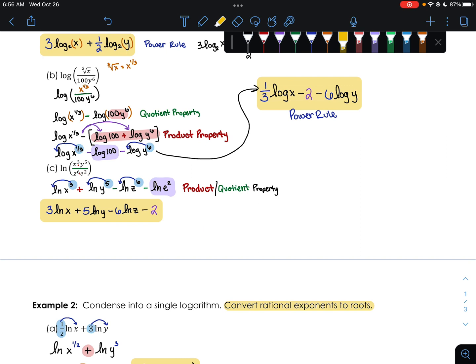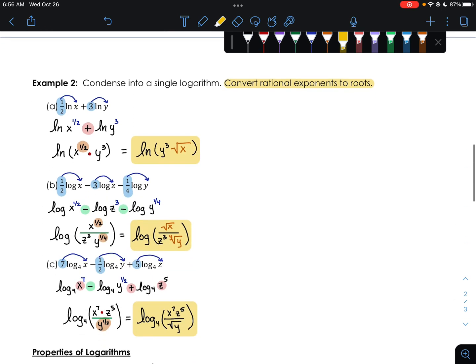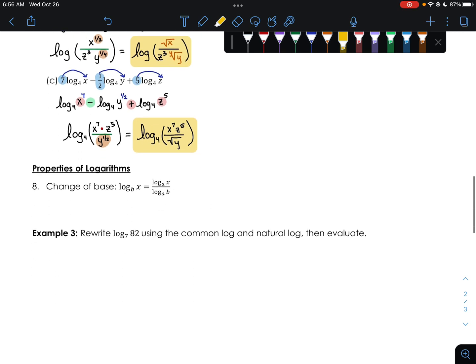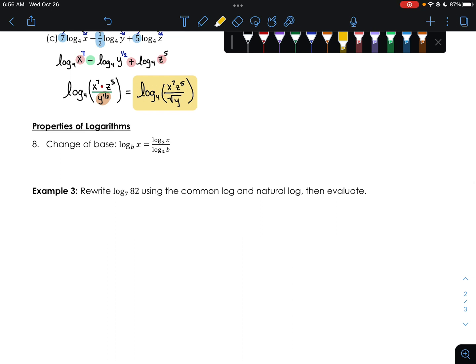So we had 4 different logs, but then they simplified, so we got a number. When we're condensing, you're condensing everything into one single log. One single log, okay?